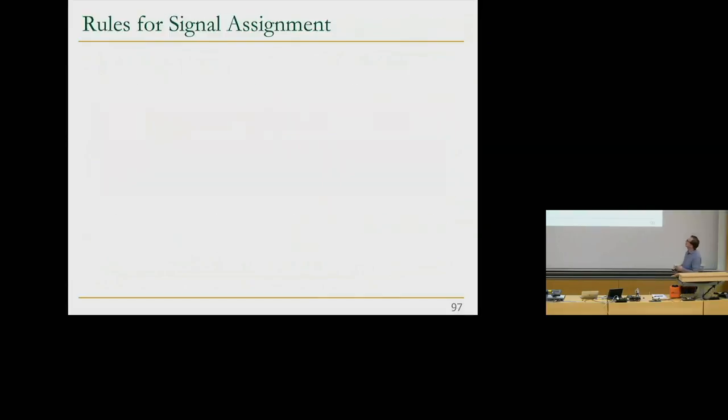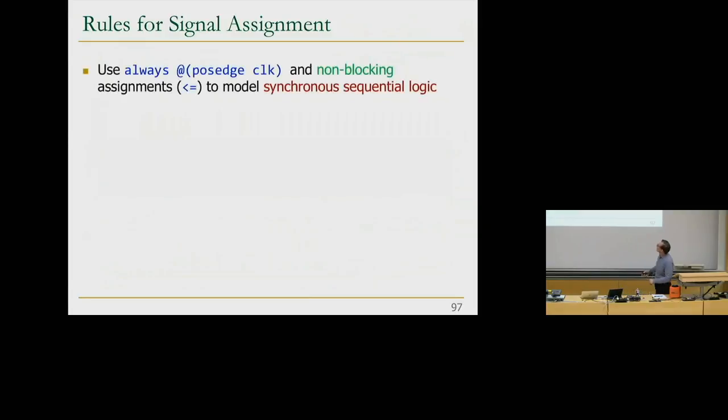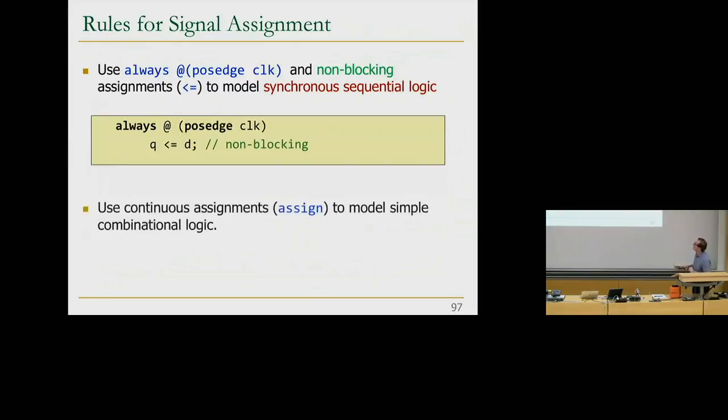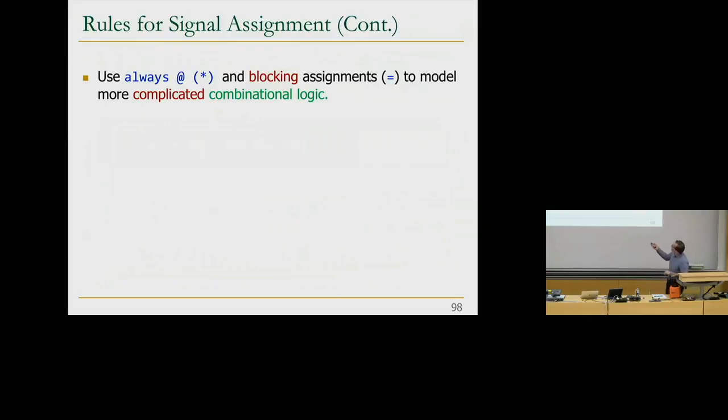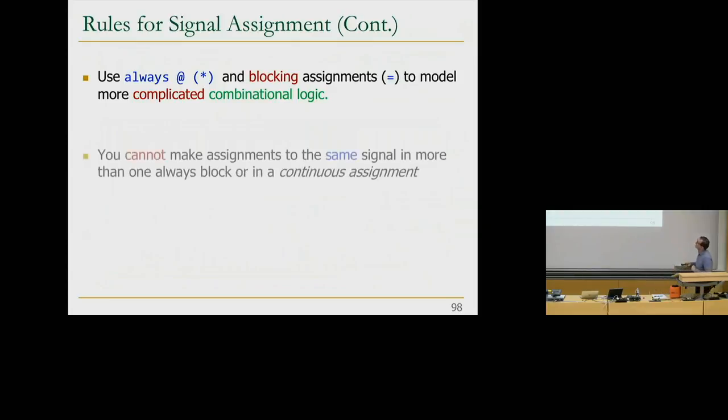Okay, so let's go over the rules for signal assignment. Basically, we would like to use always at positive edge of clock and non-blocking assignments to model synchronous sequential logic. This is actually a very good rule. This is what you need to do if you want synchronous sequential logic. And if you want to model simple combinational logic, use continuous assignments like this. That's what I would suggest doing, and not going very complicated in this course. Unless you're a really well-seasoned designer who has experience, I would suggest keeping things simple. If you want to do more complicated combinational logic, which in some cases you may need to, use something like this: always at and blocking assignments.